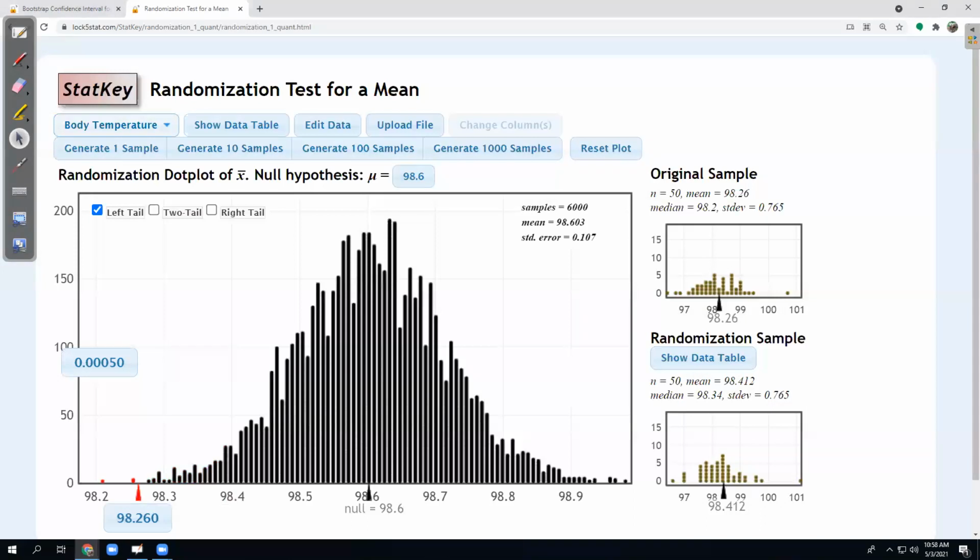All right. So StatKey says if you expected the population average to be 98.6, and you have a sample of 50 people with a mean of 98.26, this is their estimate of the probability of that happening. So StatKey says it's about 0.0005 is the probability. So I'm going to write down what that means. I'm going to just add this to my graph.